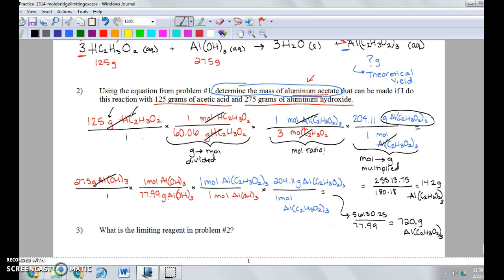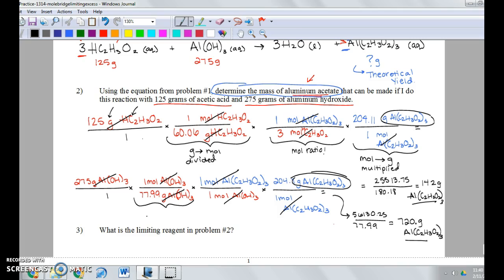All right, so let's go ahead and check and make sure we've got all of our units canceled. Grams of AlOH3, moles of AlOH3, converted with our mole ratio to moles of AlC2H3O23. That also cancels. We are left with grams of AlC2H3O23, which is good because now we have 2 answers with the exact same units. Perfect.